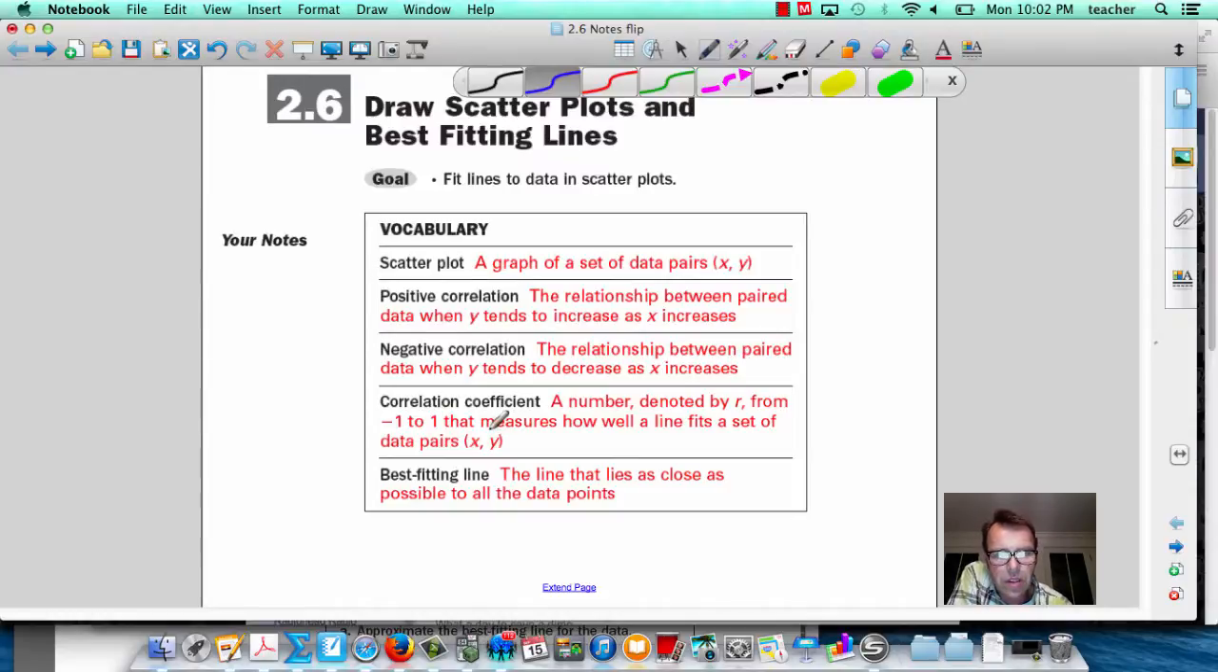Correlation coefficient, a number usually denoted by R, from -1 to +1 that measures how well a line fits a set of data x and y. And finally, the best fitting line, a line that lies as close as possible to all the data points.